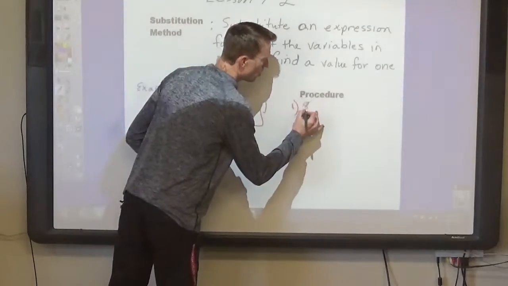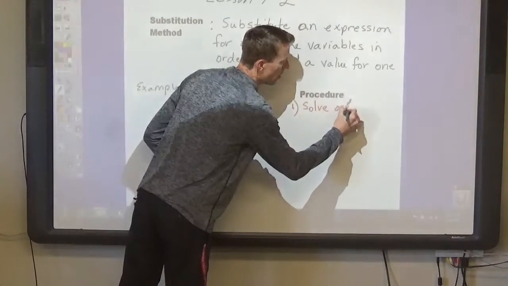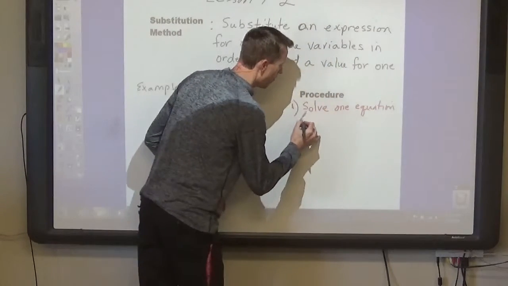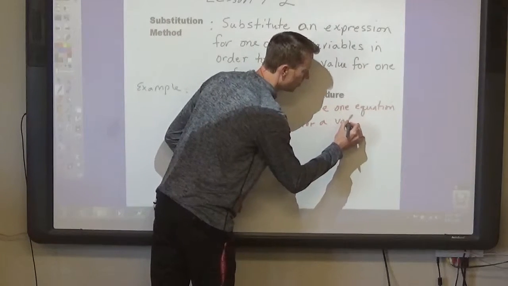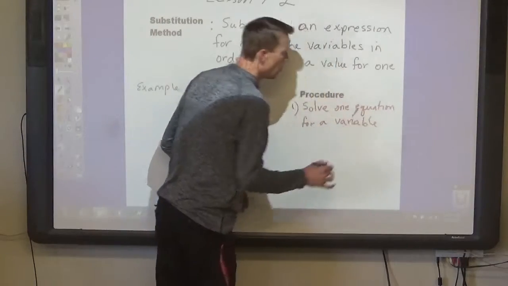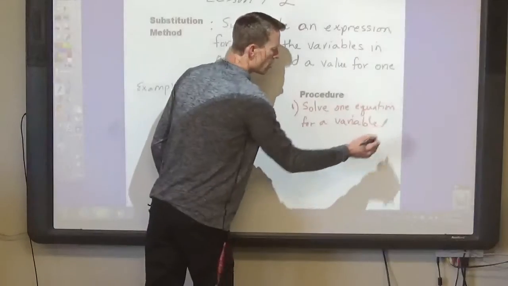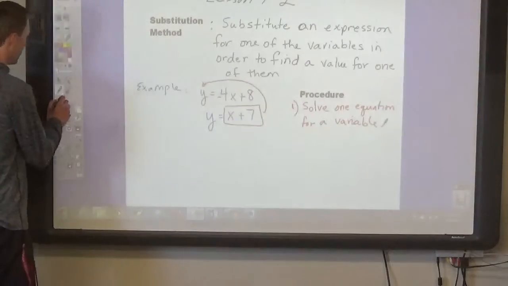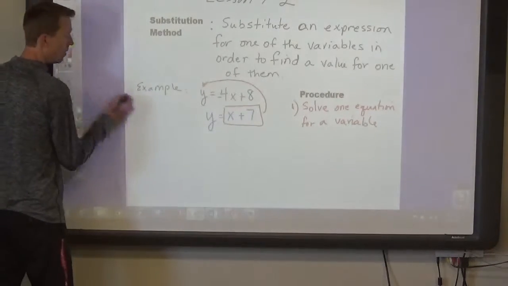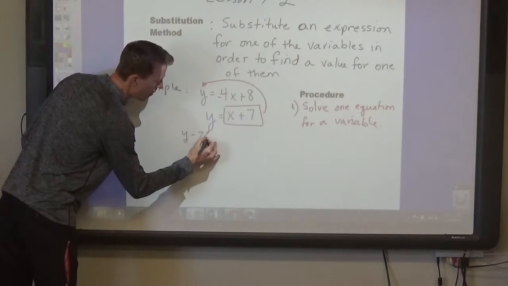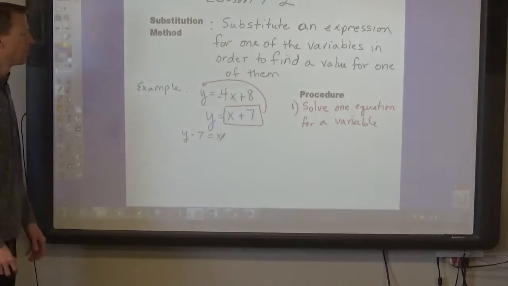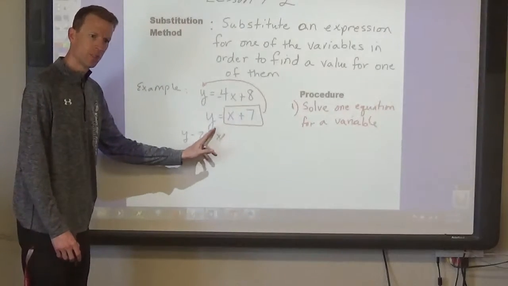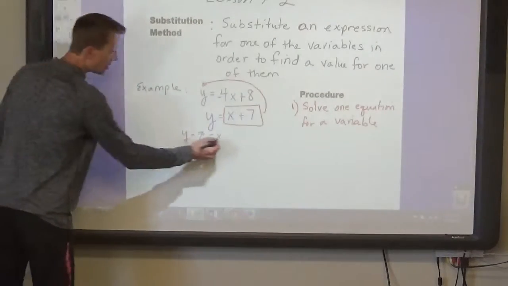Sometimes what you'll have to do is solve one equation for a variable. Okay, so write that down first. Solve one equation for a variable. Now the equations that are given in this example are both already solved for a variable. But if we were to back up and let's say that this said y minus 7 equals x. Okay? And we wanted to solve it for y, then we'd have to solve it and get x plus 7. You know what I mean? So that we could use that y expression. But that's not the case in this example.